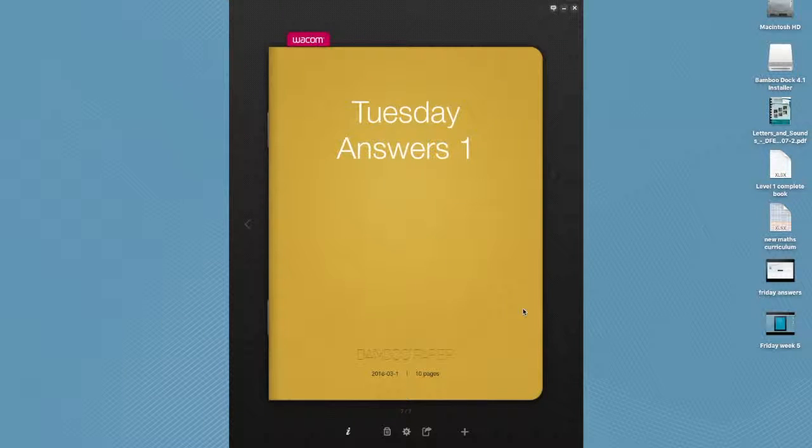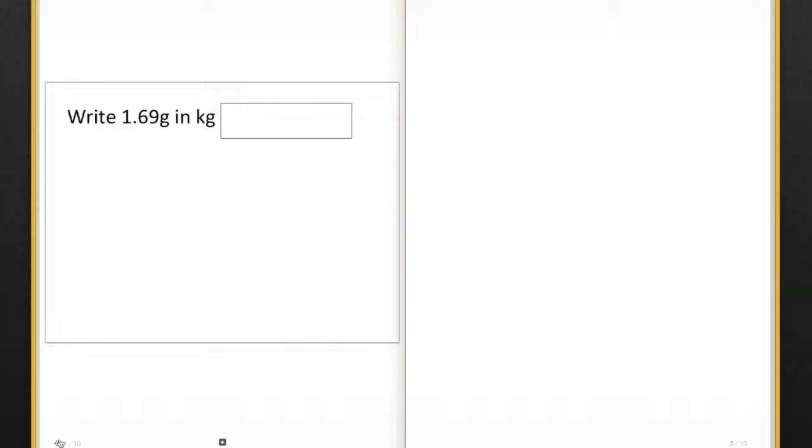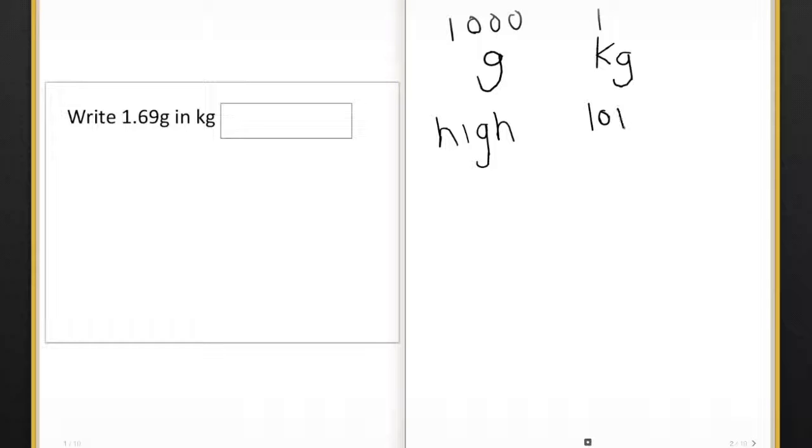Tuesday answers. Question 1. Write 1.69 grams in kilograms. We are starting at grams and we're going to kilograms. 1000 grams equals 1 kilogram. High number, low number, because 1000 is high and 1 is low. I'm going from high to low, so that's dividing. And there are 1000 grams in a kilogram, so I'm dividing by 1000.